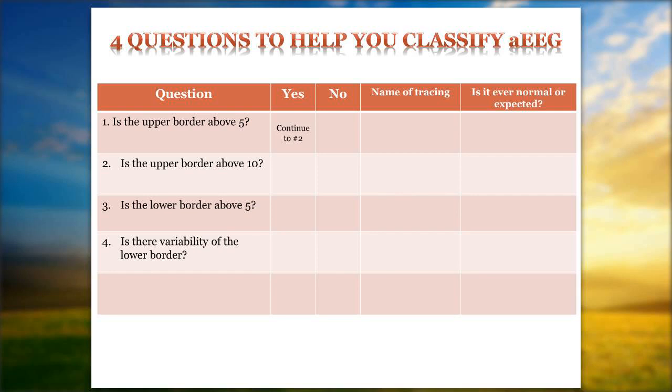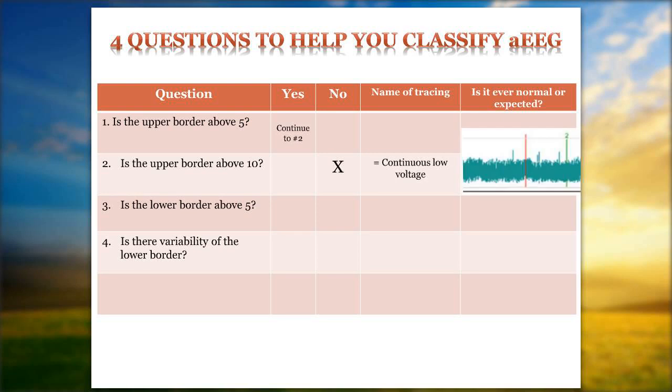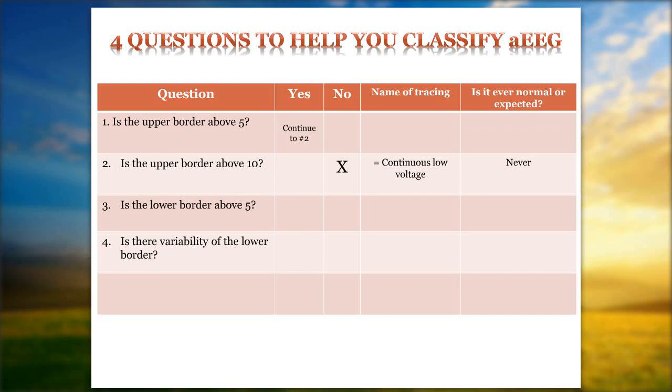Is the upper border of my aEEG above 10? If the answer is no, then you know right away that you're dealing with a continuous low voltage tracing. Remember, when we look at that upper margin and it doesn't even reach 10, we know we're dealing with a low voltage trace. If it's not even above 5, then we consider it the inactive trace, which is the one we just did. Again, when is this normal? Never. This is never normal, no matter if you're 24 weeks or 24 years old. It doesn't matter. It's never normal.